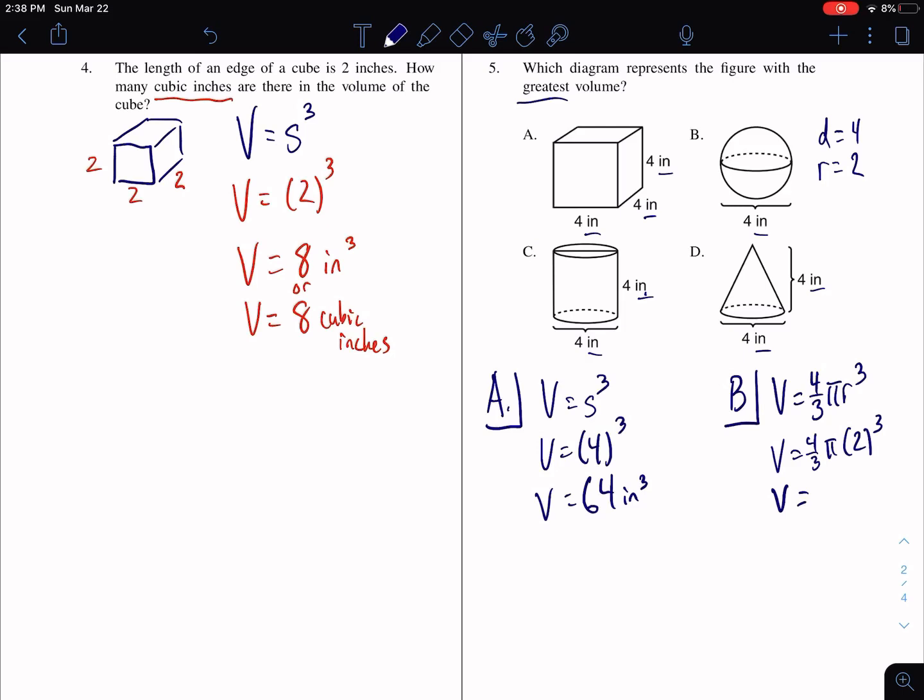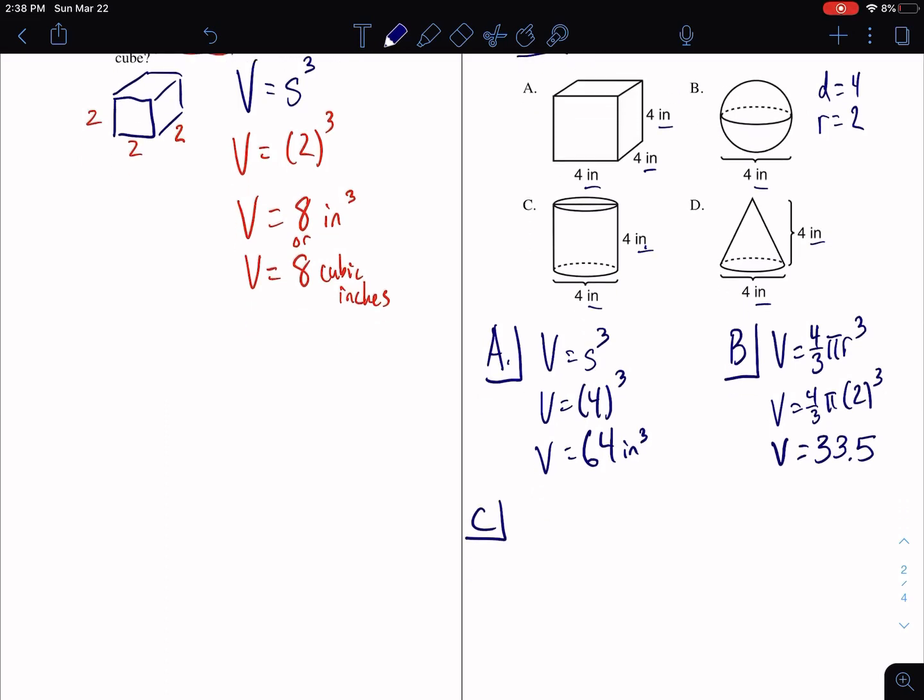So we're going to plug in our 4/3. We're going to multiply by pi. Again, you can just use the pi button on your calculator. And when we do this, I'm going to round to the nearest tenth. We get 33.5.